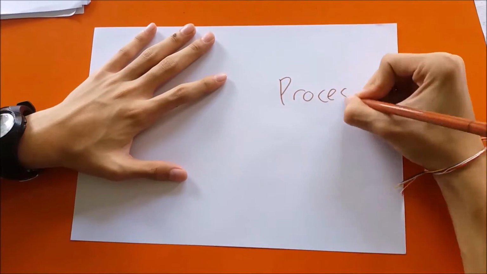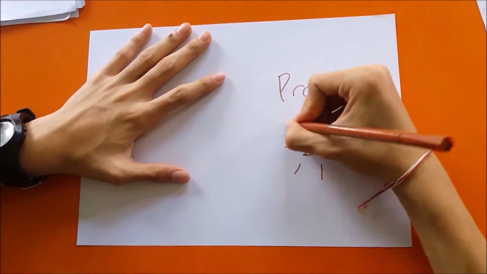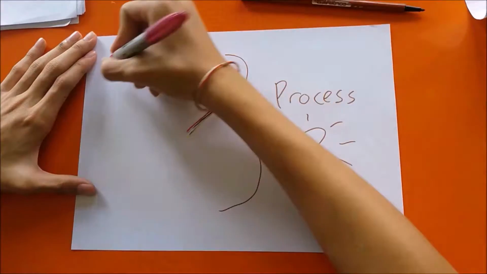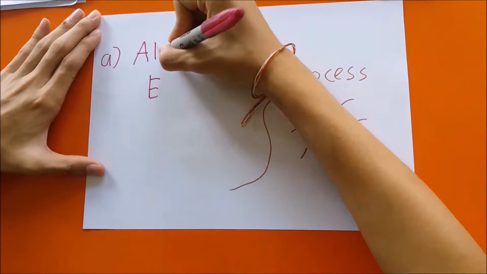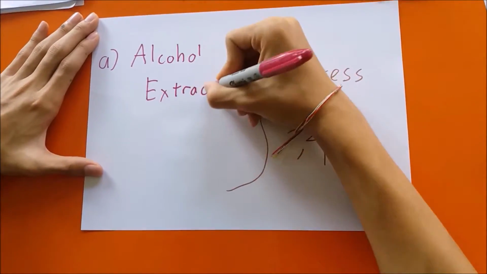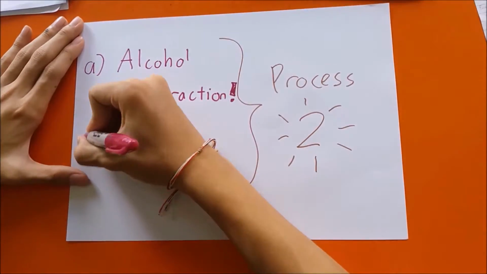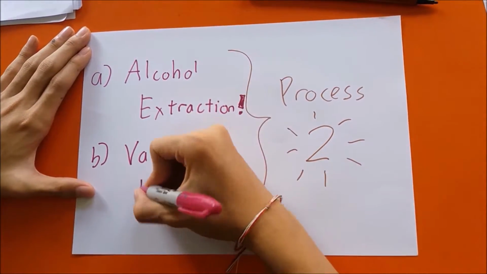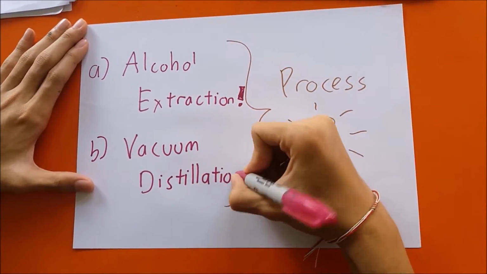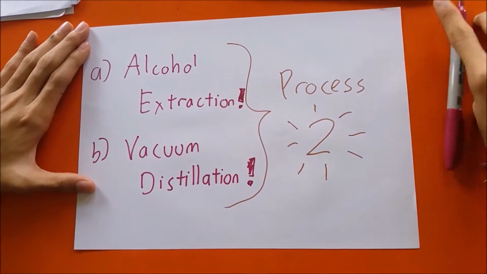Process 2 is also divided into two steps. The first step is alcohol extraction. Alcohol will be used to extract the aromatic principle of a material, which is what we need in our jasmine essential oil. The second step is vacuum distillation.